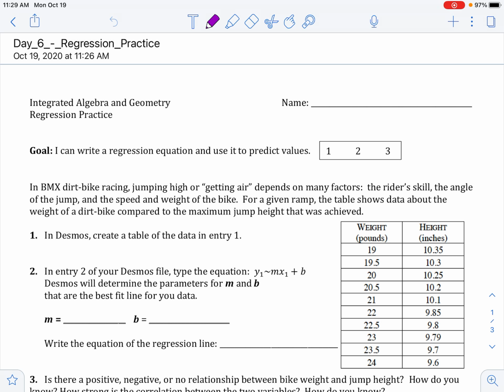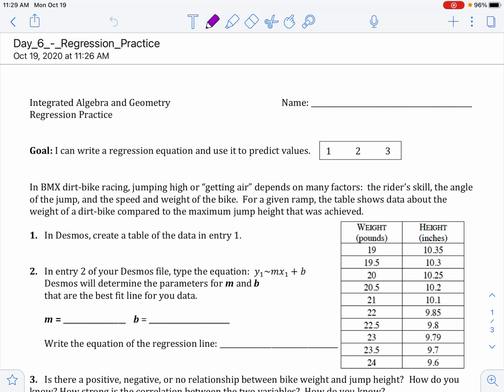All right, so basically what we're going to be doing today is we're going to be given a bunch of data. We were given a bunch of data in our correlation coefficient activity, and we had to draw a line of best fit, right? So we're going to use Desmos software to help us predict the actual line of best fit, and that's going to be our regression equation. All right, so let's go ahead and get started.